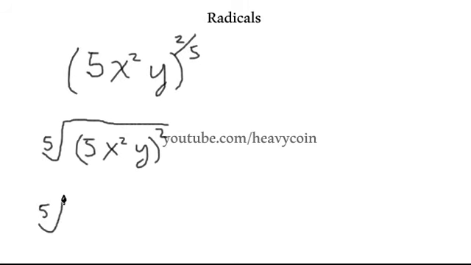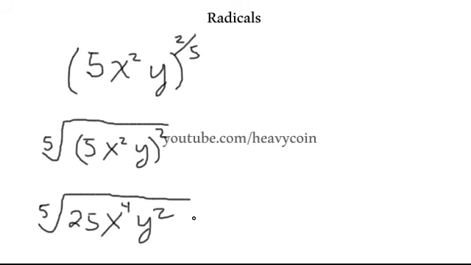So we can rewrite this. So this is 5 squared is 25. Multiplying 2 times 2 is 4. And y squared. Alright. So we're not really concerned about trying to break this down and simplify it. We're just trying to learn how to go from exponential form to radical form. That's all we're doing.